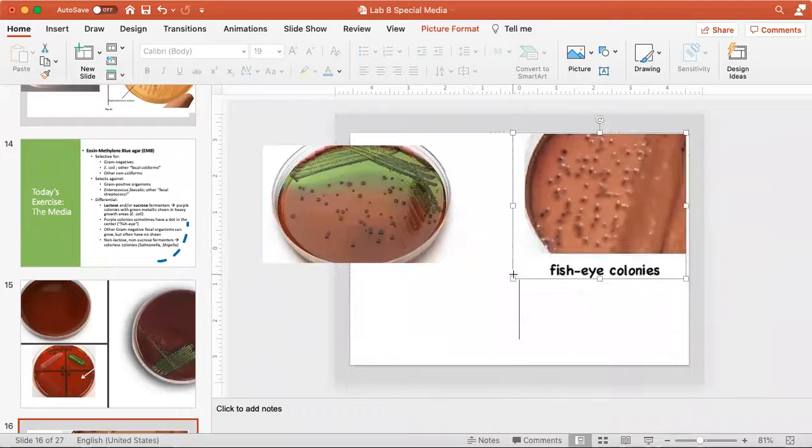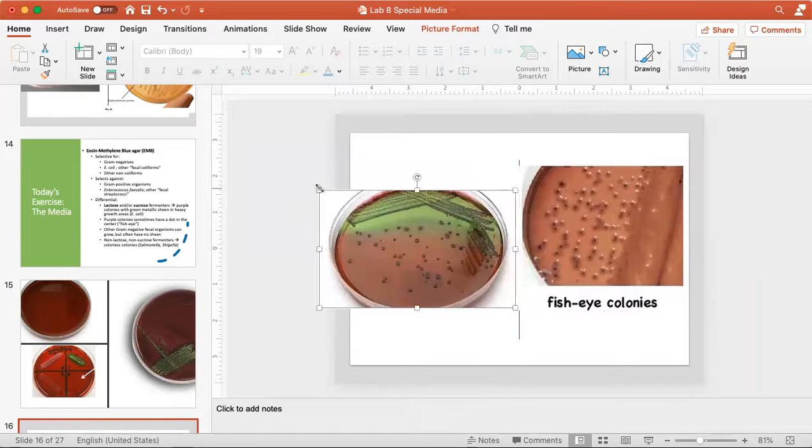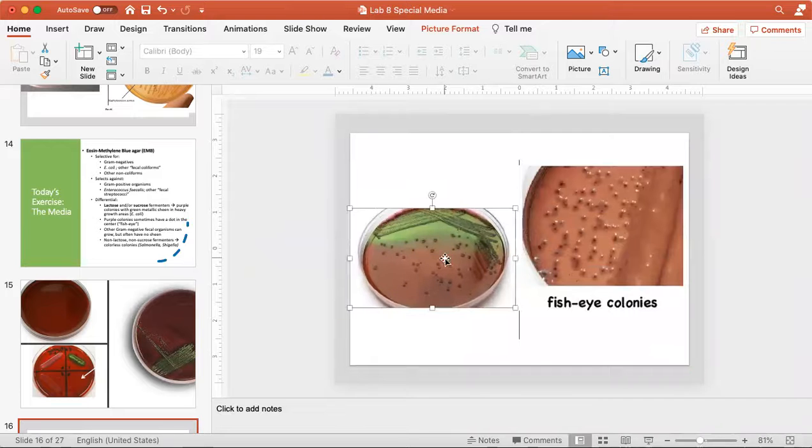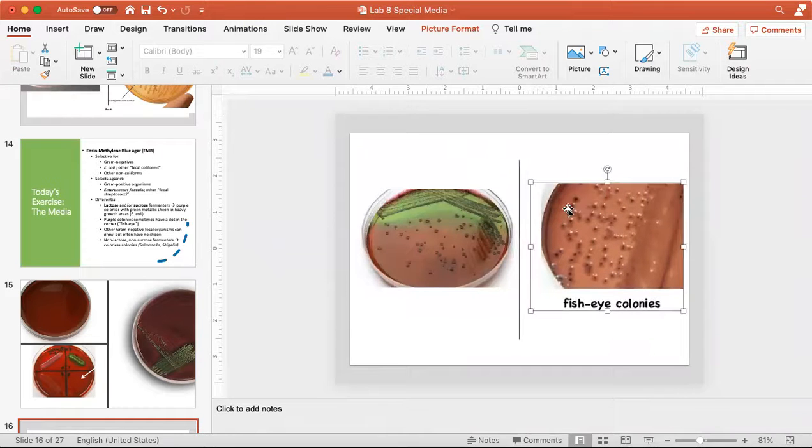Again, it doesn't happen with all strains of E. coli, but you might see it. You might see fish eyes, and that's an indication that you have a coliform, not specifically E. coli, but you've got a coliform if you see fish eyes. And all a coliform is an intestinal organism that is able to ferment lactose and or sucrose.